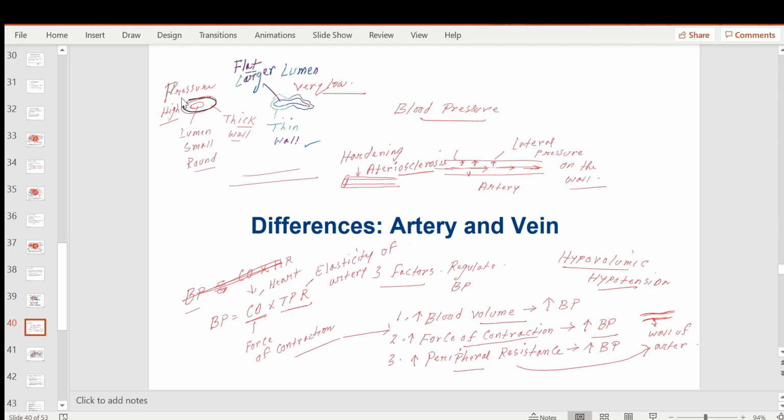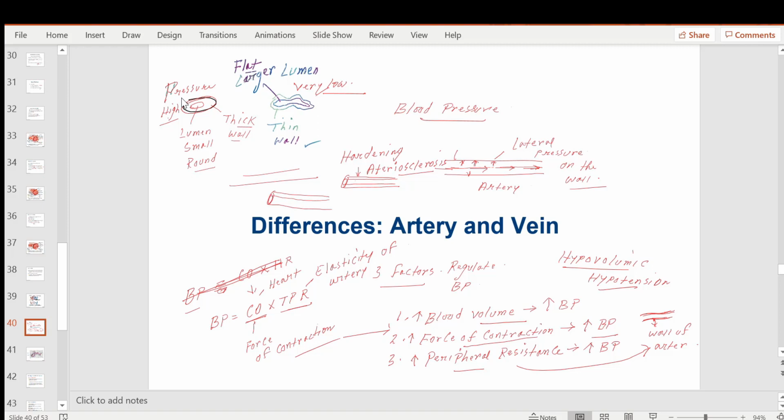So arteriosclerosis is the hardening of the arterial wall, and that will increase the peripheral resistance, increase the blood pressure. That happens due to age, and also smoking and fat-rich food. Those are the main causes. Now there is another clinical condition in which it happens.